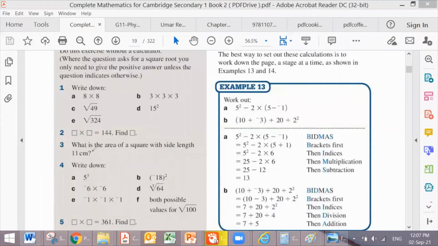Okay, next is what is the area of a square with side length 11 centimeter? So area you need to find. So can you tell me? Okay, yes, very good. Ahmad Ashraf, correct answer.